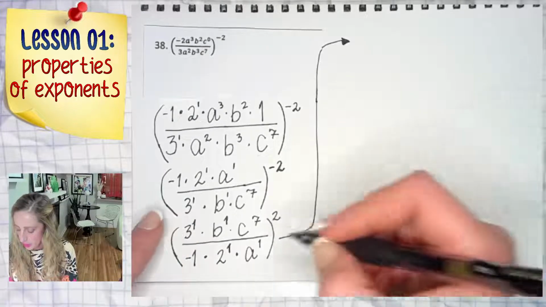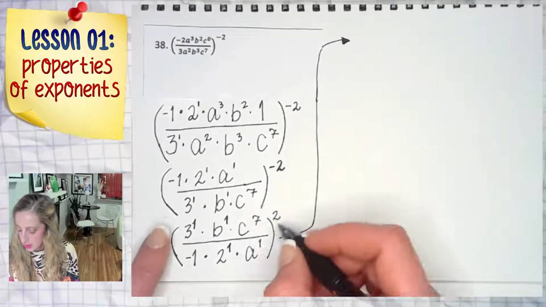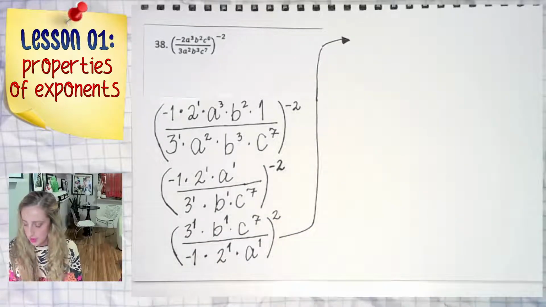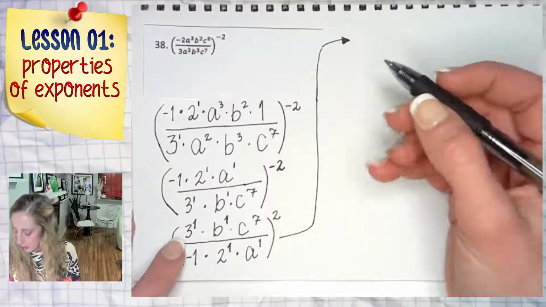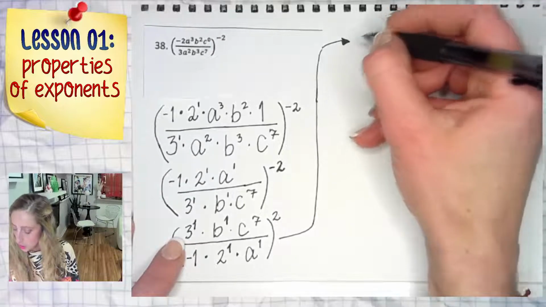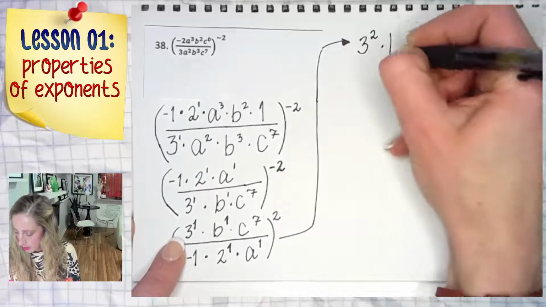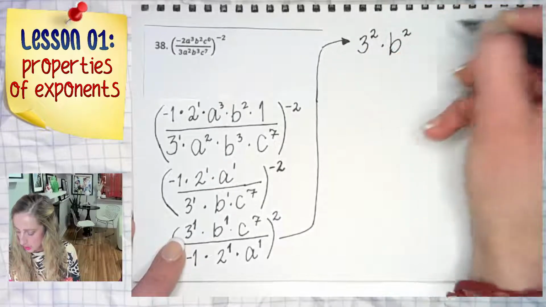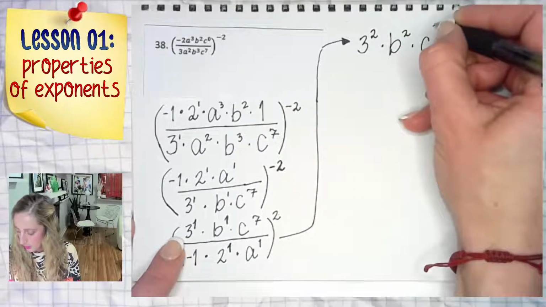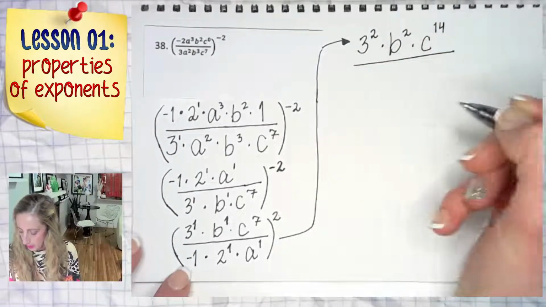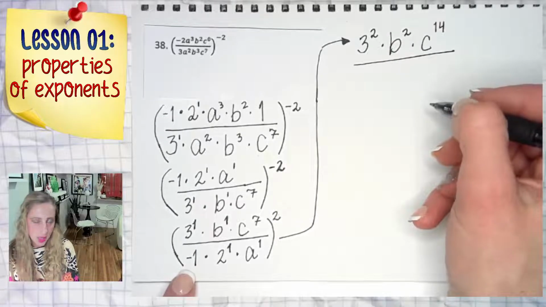So 3 to the 1st, to the 2nd. This is a power of a power, right? We have them kind of Russian nesting doll style, one inside the other. When you have this situation, we multiply our exponents. 1 times 2 is 2. That means we have 3 to the 2. We have B to the 2. C to the 14. On the bottom, in our denominator, -1 times -1.